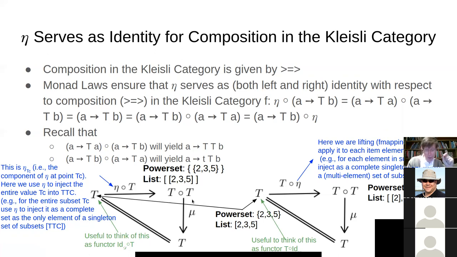So consider this as a monoid, where we have t times t, and if one of those elements is eta, we'll get back the other element. Just like 3 times 1, we get back 3. Whatever we have times 1, we'll get back the other thing. So it is with eta and mu. Mu is multiplication, and eta is unit.